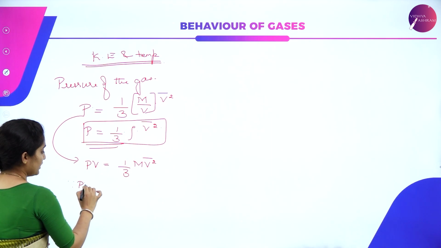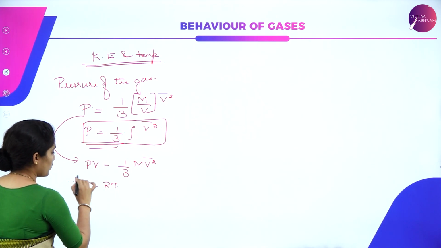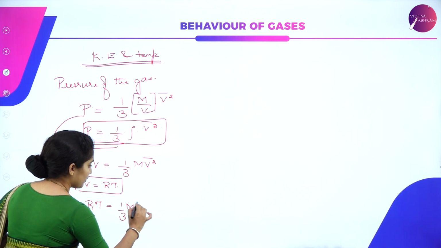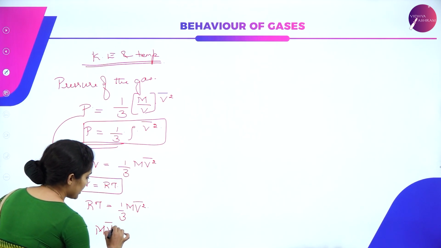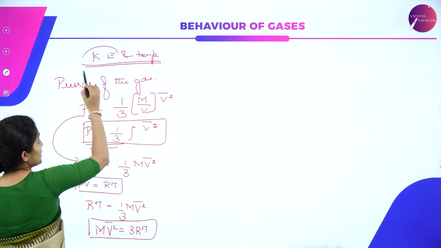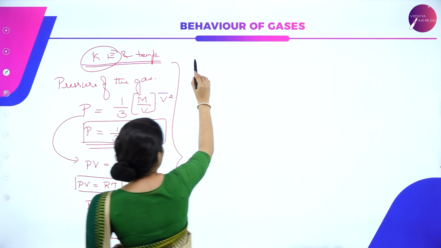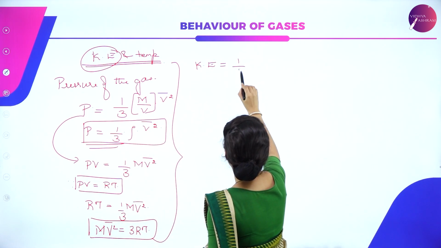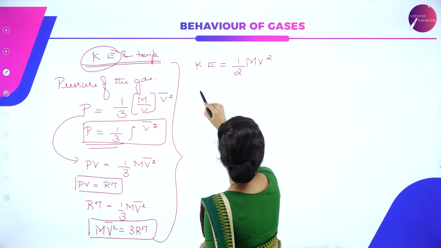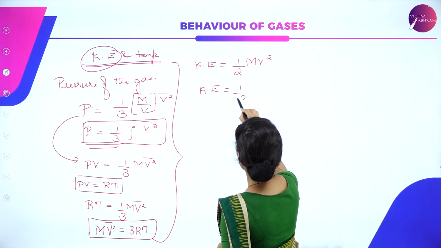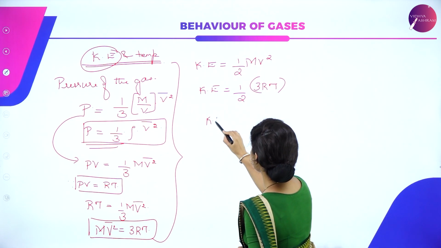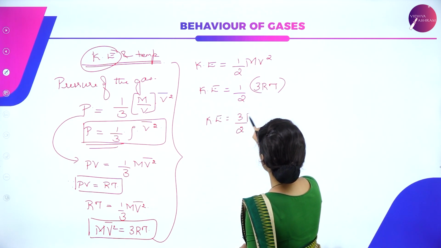Since we know that PV is equal to RT for 1 mole of a gas, we can take this as RT is equal to 1 by 3 m v bar square. So m v bar square becomes 3 times RT. Relating it with the kinetic energy is what we'll have to check. We have kinetic energy is equal to half m v square. We can rewrite this as kinetic energy is equal to half of m v bar square, which is nothing but your 3 RT. So you can write this as kinetic energy is equal to 3 by 2 RT.